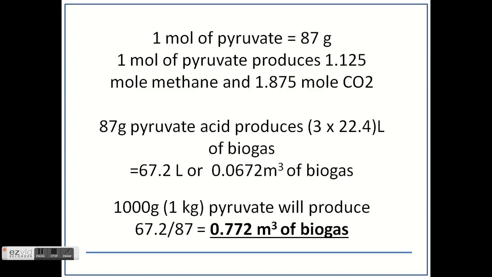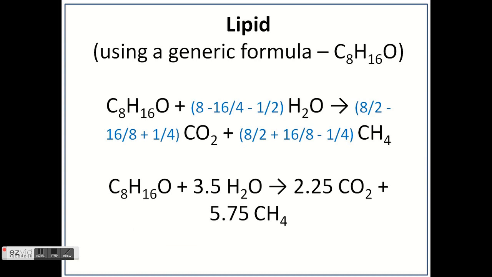Just like we did for the other substrates, we can find the volume of biogas produced from 1 kilogram of pyruvate, and we see that 1 kilogram of pyruvate will produce 0.772 cubic meter of biogas, which is not too different from what we've calculated previously. Now we can look at lipids. I'm just using a general formula here for lipids.